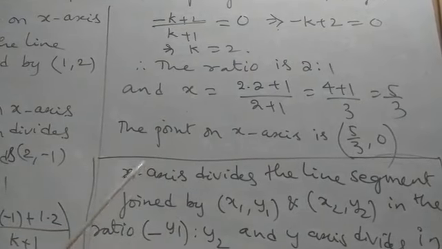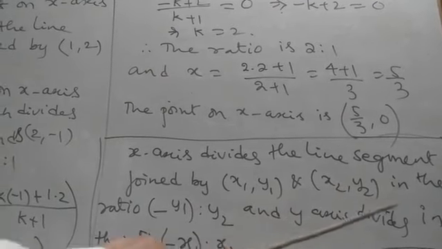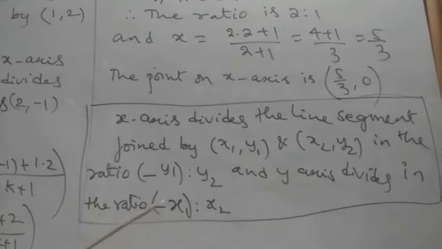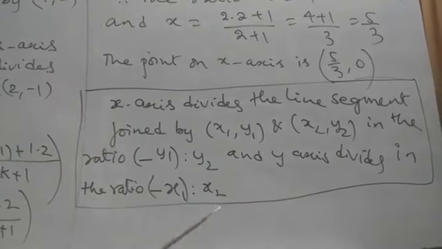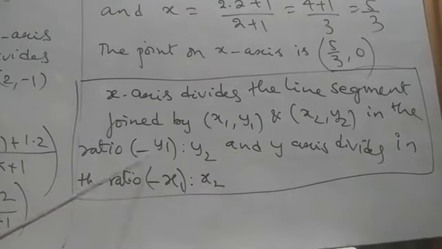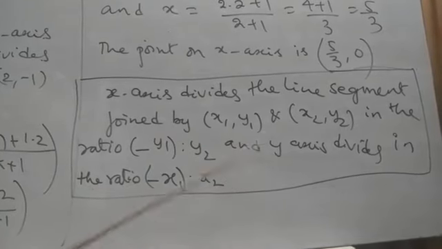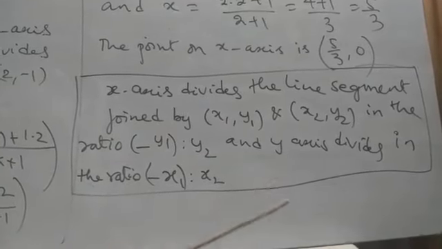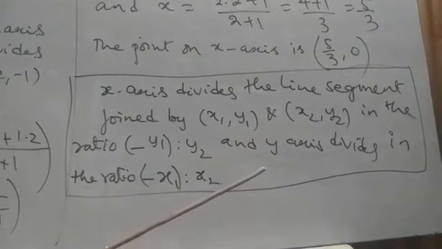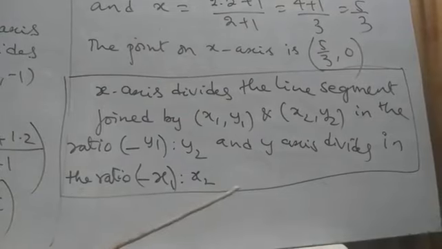That is, x-axis divides the line segment joined by (x1, y1) and (x2, y2) in the ratio -y1 is to y2, and y-axis divides in the ratio -x1 is to x2. Whenever a one mark question is given, you can use this shortcut. If the k value, or -y1 is to y2 value, comes out negative, say for example -2 is to 1, you have to write that as 2 is to 1 externally. The minus sign indicates the external division.